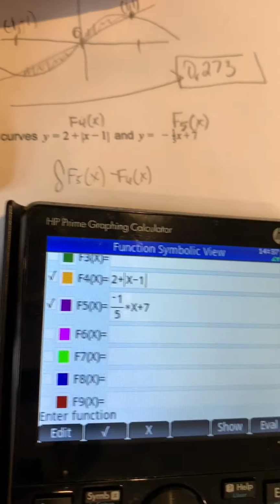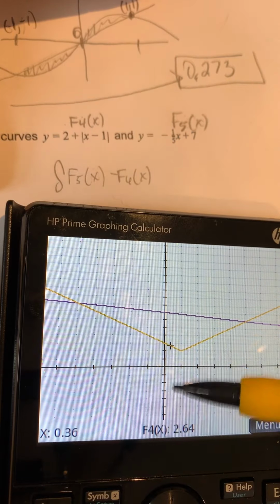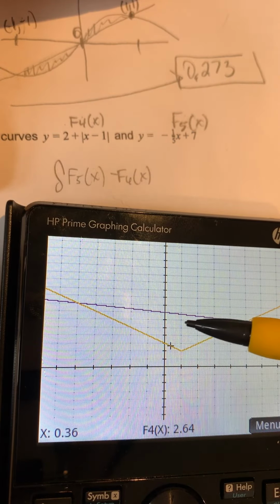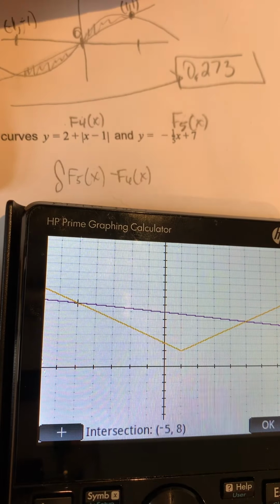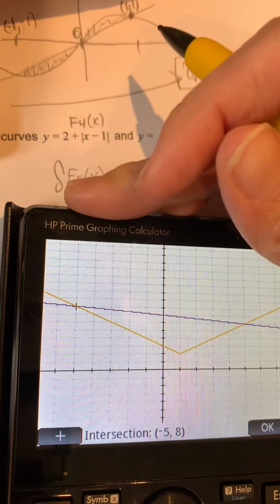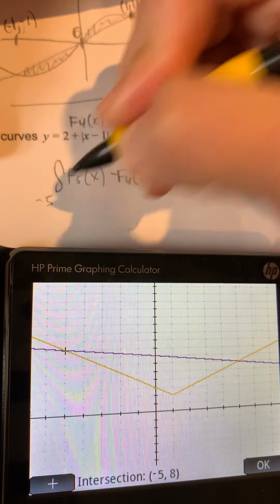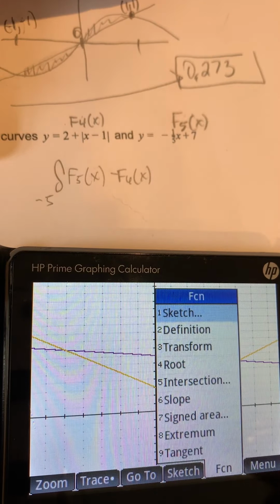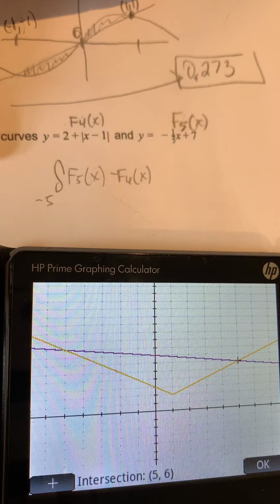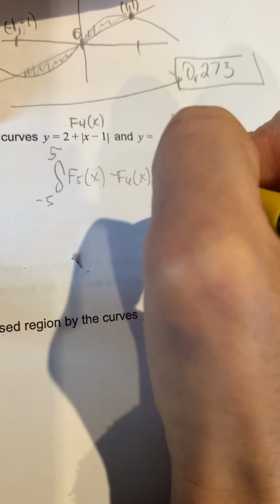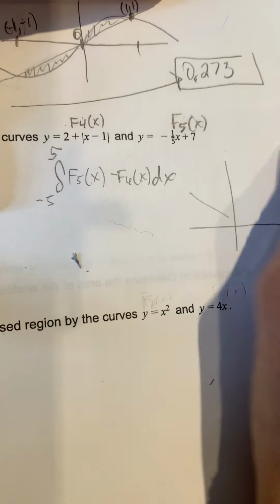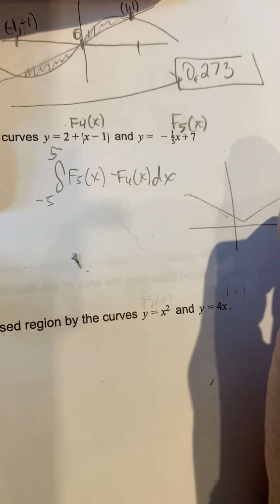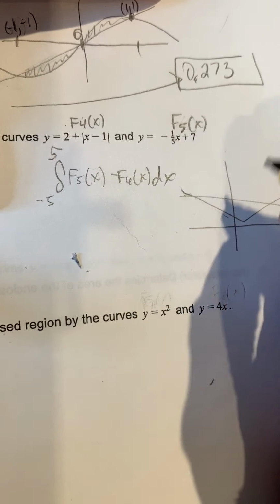Okay, and now I need the intersection. I can pretty much see it's 1, 2, 3, 4, 5. But let's just get the exact intersection. So that x value is -5, I can see. And this one, function intersection, enter, is 5. Then the integral with dx, and we'll make a little image of this. Something like that, and then the other one's like that, and we're good to go.